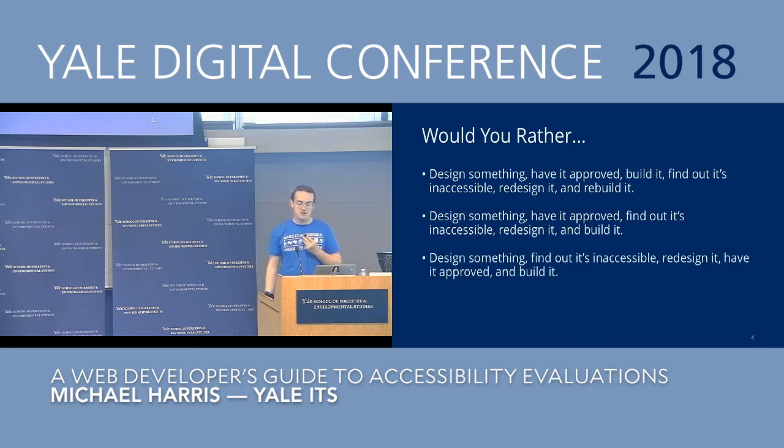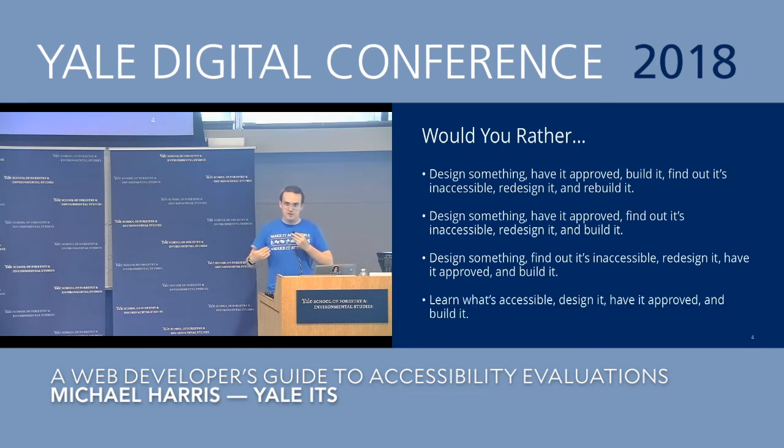Or would you rather design something, find out it's inaccessible, redesign it, have it approved, and build it, if you get the intervention even earlier before the approval? Or would you rather learn what's accessible, design it, have it approved, and then build it? The last of these is probably the cheapest. It involves the least frustration. And I really do believe that the way we get to these final outcomes toward the bottom of this list and away from the top is by getting developers involved earlier.